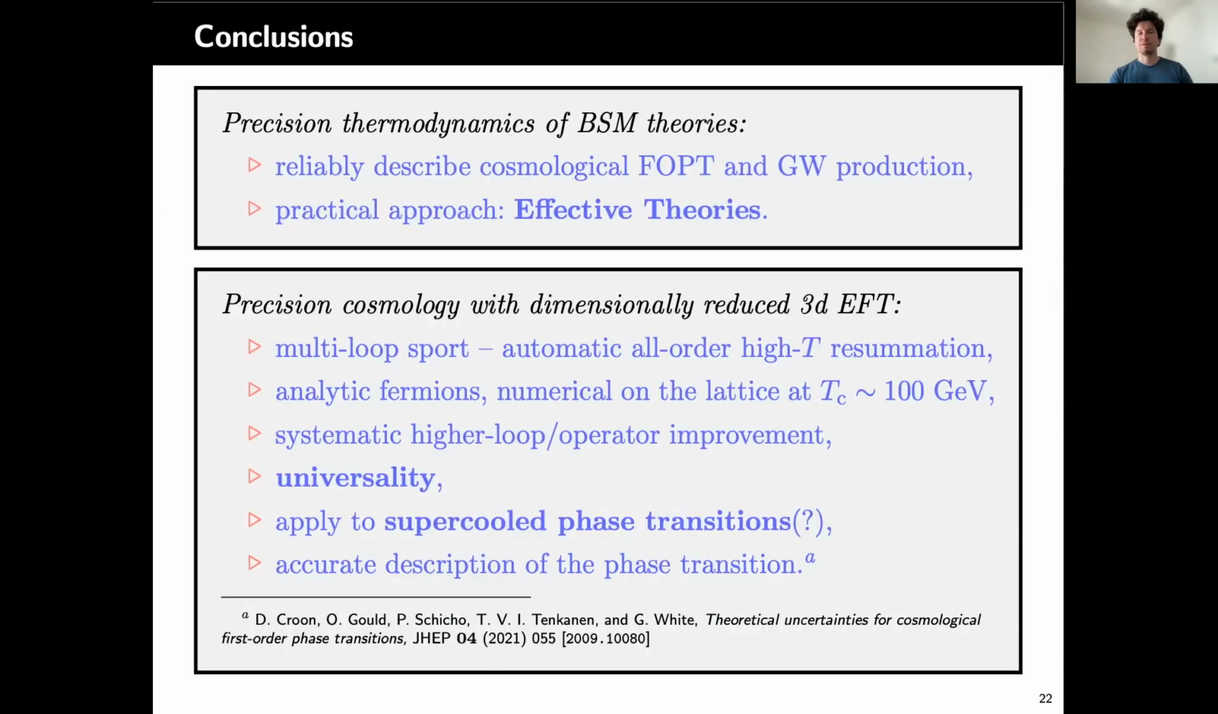Now this is where I leave you, by reiterating the point that effective field theories are an important tool to understand beyond-the-standard-model theories and their stochastic gravitational wave background at unprecedented precision. There are a lot of features that can be used in that context, for example, universality, but also applying them, for example, to supercooled phase transitions eventually.